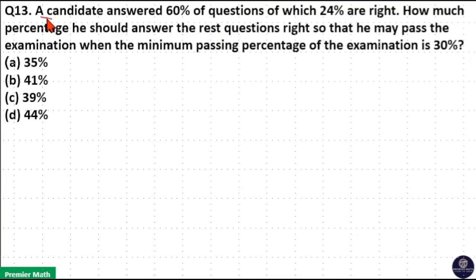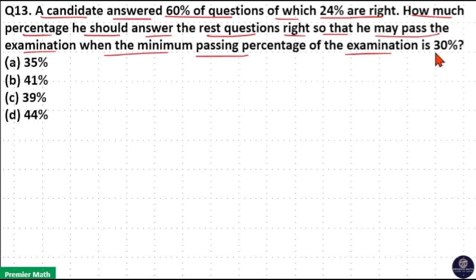A candidate answered 60% of questions of which 24% are right. How much percentage he should answer the rest of questions right so that he may pass the examination when the minimum passing percentage of this examination is 30%? Let us consider 100 as the total number of questions in this examination and minimum passing percentage is 30% means he should correct 30 out of this 100 questions.